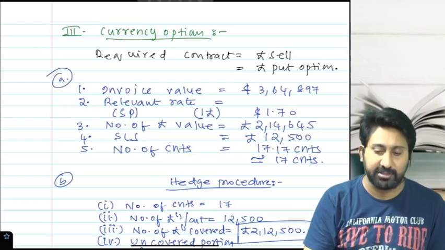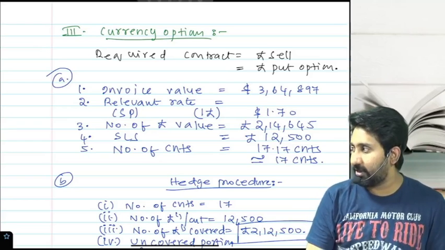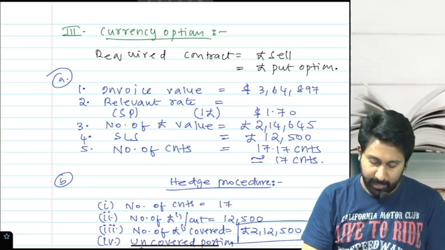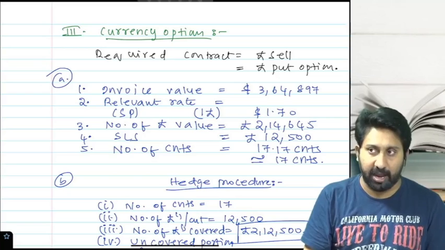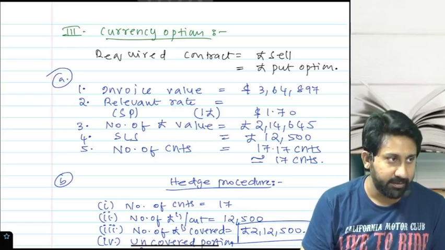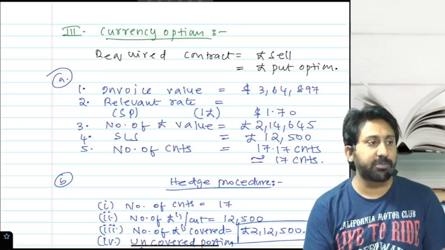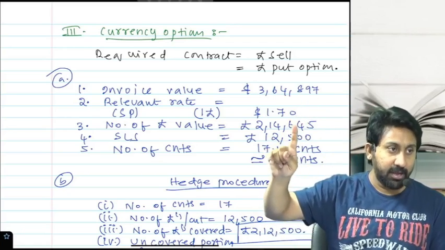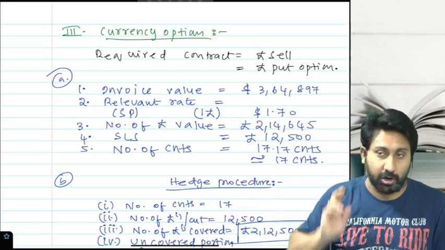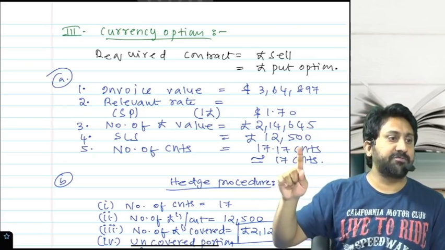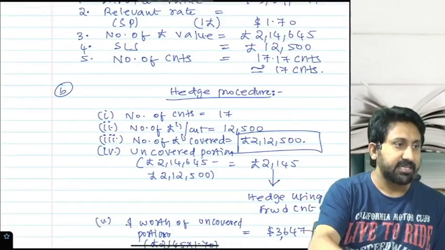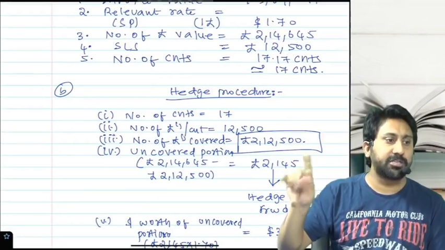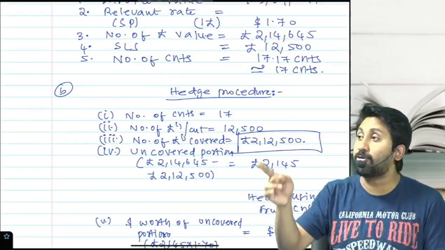So the invoice value is 364,897 in dollars, but the entire quotations are given in pounds. I converted everything into pound format. When converting, we are using the options market, so you need to use the option strike rate. So these many pounds you need to spend. But the problem is there is a standardized lot of 12,500, because of which I can enter only into 17 contracts. 17 contracts will cover only 2,12,500. Means how much uncovered portion is there? 2145. That I can't cover using options.